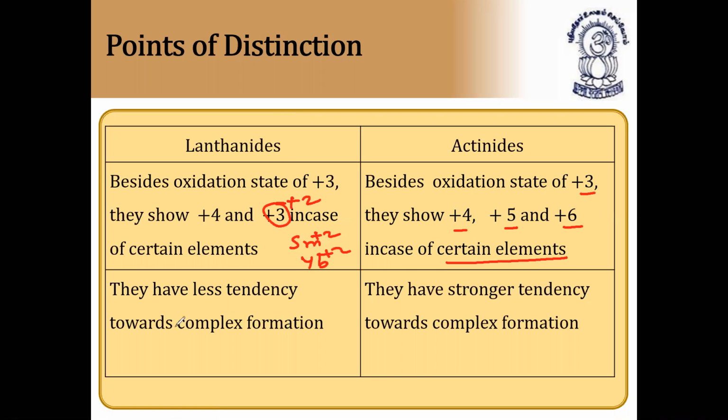Actinides have a stronger tendency to form complexes due to their high atomic size. So these are the main points of difference between lanthanides and actinides.